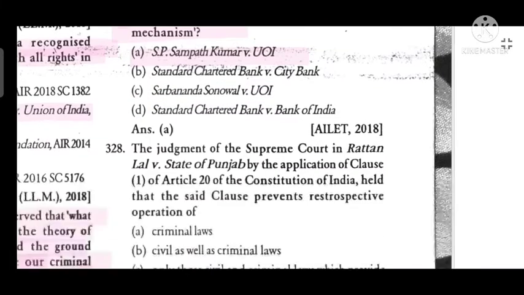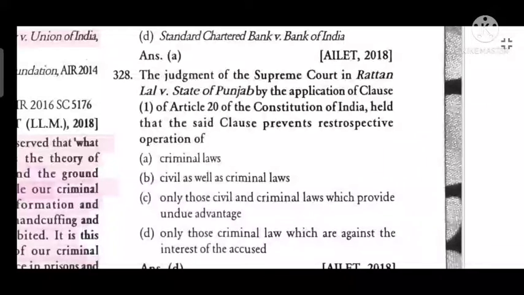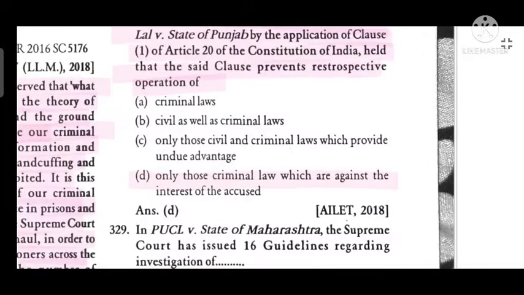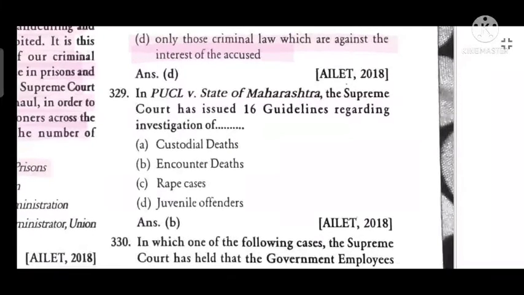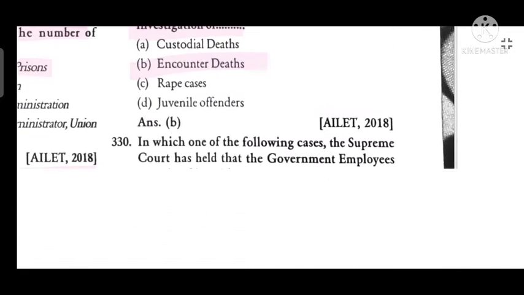SP Sampath Kumar versus Union of India. The judgment of the Supreme Court in Natha Lal versus State of Punjab, on the application of Clause 1 of Article 20 of the Constitution, held that the said clause prevents retrospective operation only of those criminal laws which are against the interest of the accused. In PUCL versus State of Maharashtra, the Supreme Court has issued 16 guidelines regarding the investigation of encounter deaths.